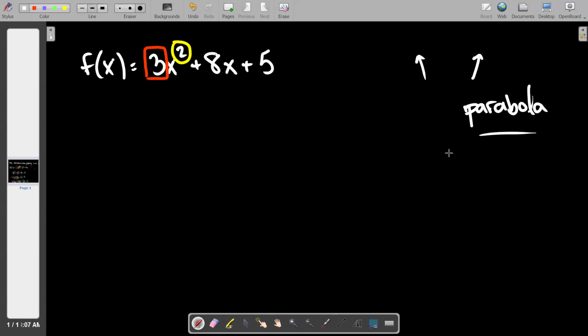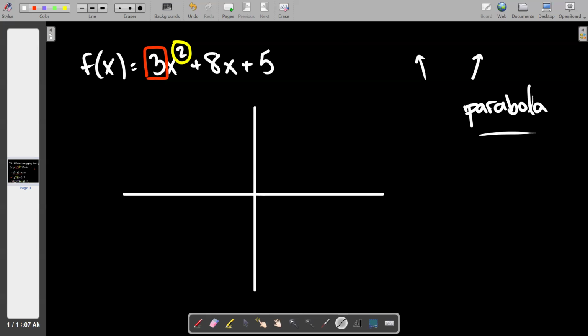P-A-R-A-B-O-L-A. A parabola. Okay. Those other ones were called cubics. And when you graph them, they have that more snaky look to them. They kind of snake up, down, and back up, or down, up, and back down.